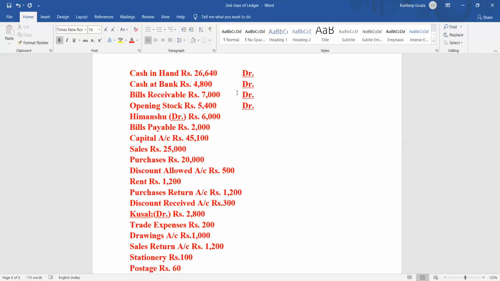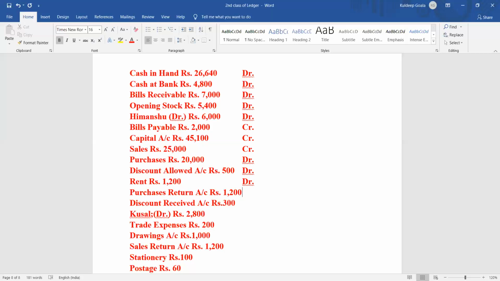Then Himanshu, it is already mentioned he is having debit, so it will be debit. Then bills payable. Bills payable is a liability, right? So it will be in credit. Capital always shows credit balance because it's a liability. Sales also shows credit, goes out, credit. Purchase comes in, it is debit. Discount allowed, loss, debit. Then rent, nominal account, expenses, debit.